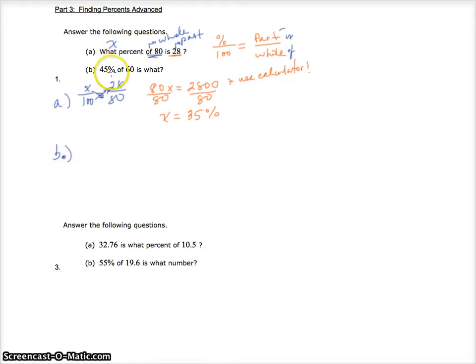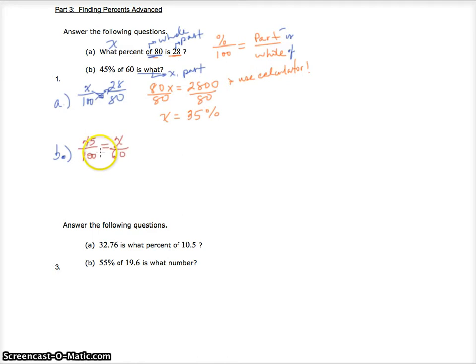Here it says 45% of 60 is what. So here the "is what" is my x value. It's also my part. I have my percent, so I'm just going to put 45 over 100 equals "is what" is my x, so my part, over "of 60." "Of" is my whole, so 60 is my whole value.